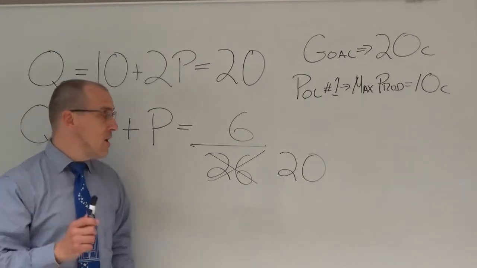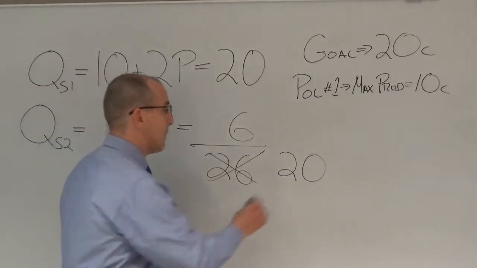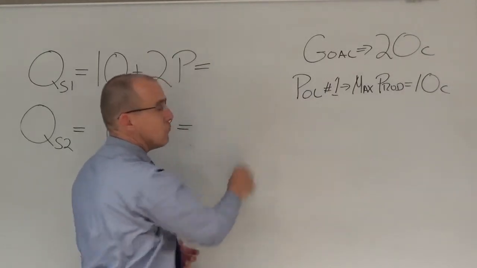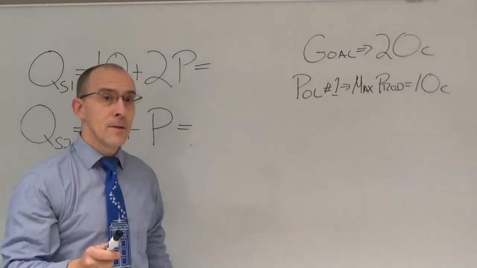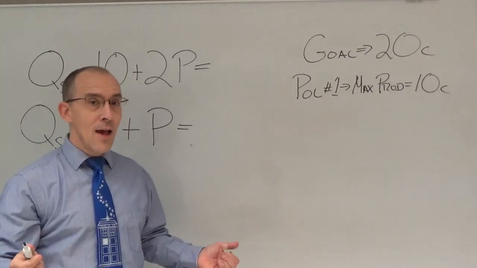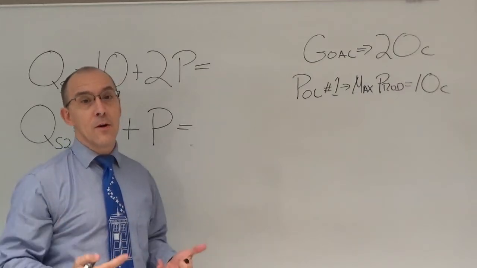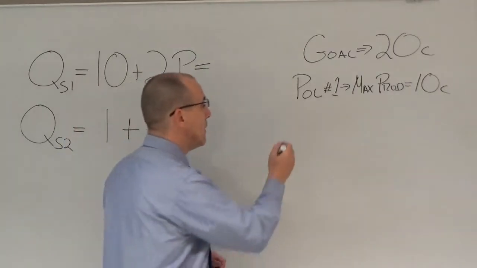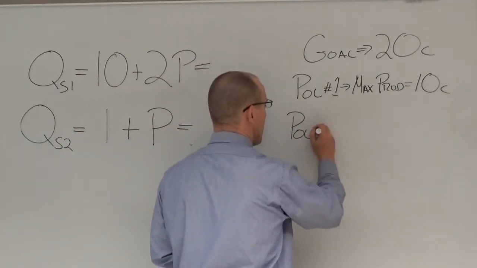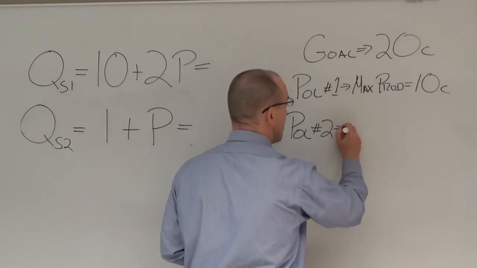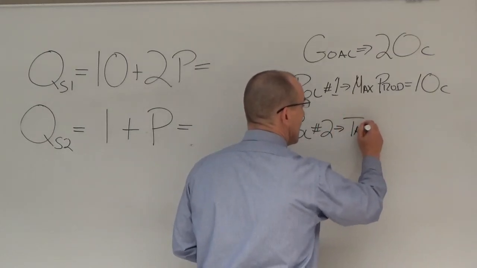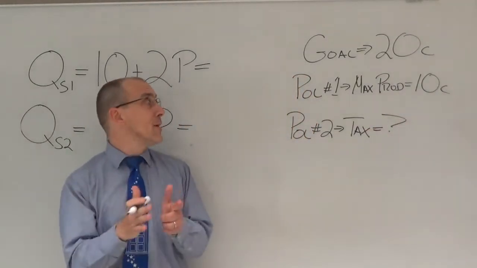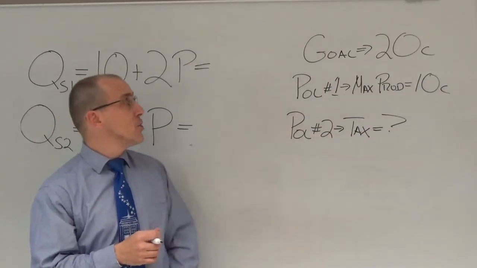So why don't we think of another policy to try to get to our goal? The second policy will be to enact a tax. We'll tax both companies for every chandelier that they sell, and that will reduce the amount of money they make, that will reduce their incentives to make chandeliers, and that will get them down to the goal. So policy number 2, a tax. The problem is, how much to tax? What is the appropriate tax that will get us to our goal of 20 chandeliers?